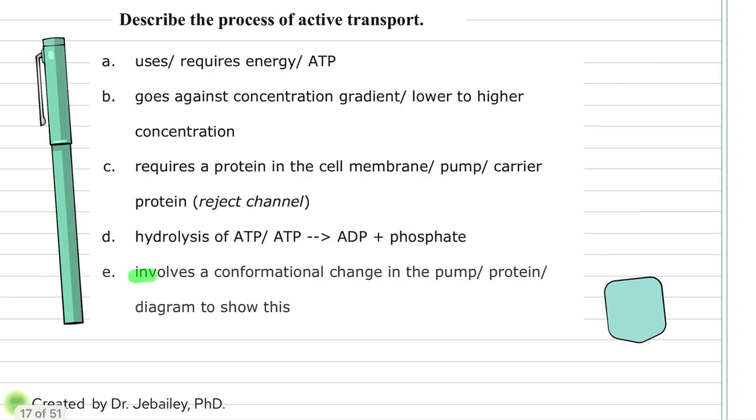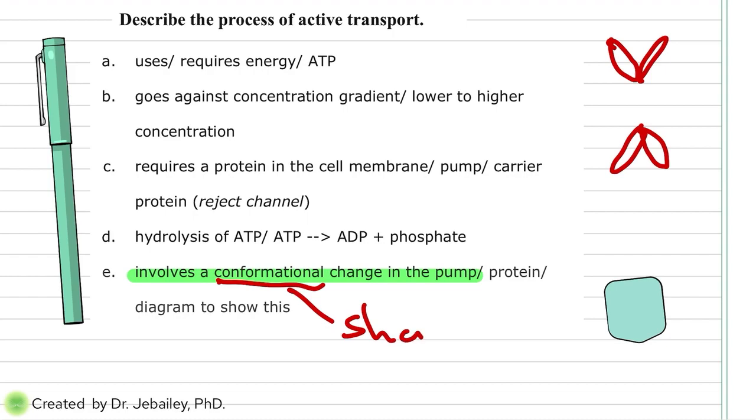Then last involves conformation change in the pump. So the pump is always changing. That means in the beginning it can be working like this, but then afterwards it switches and it goes down like this. So you're changing the shape, because the word conformation means the shape of the pump. So the pump is changing its structure.